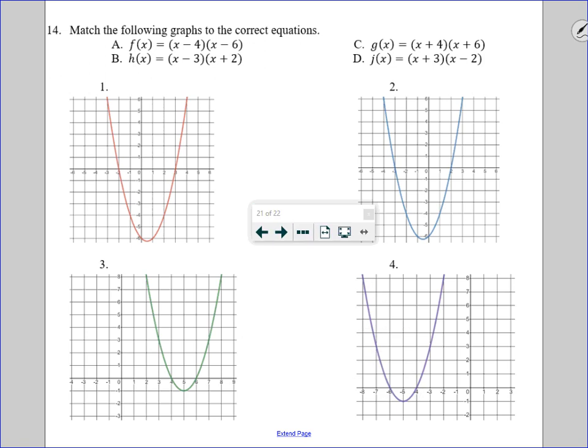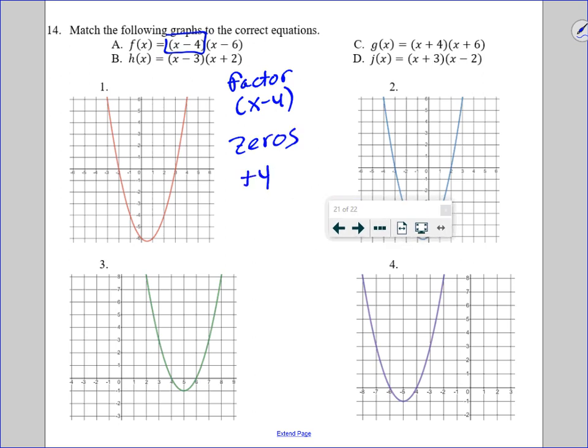So I have to match the graphs. Now, you could easily use Desmos, type this in as it's written, and just type, for this one, instead of f of x, you just type y, and graph them in Desmos. But that's missing the point of this, which is the idea of the relationship between factors. So if your factor is x minus 4, zeros are the opposite of the factors. So this has factors of -4 and -6. So the zeros should be +4 and +6.